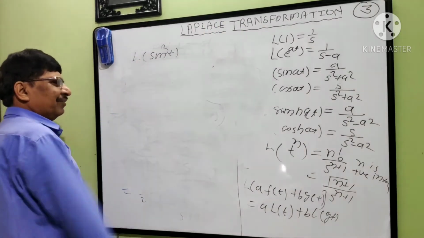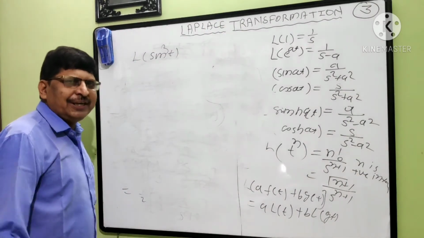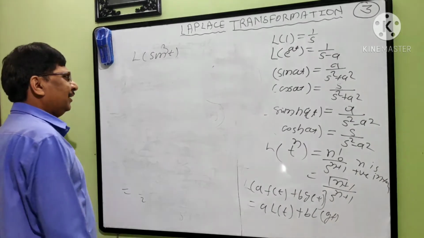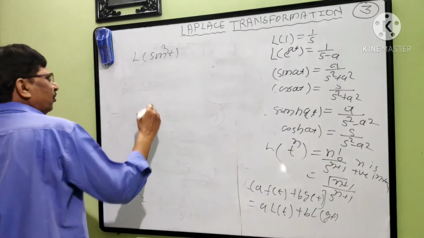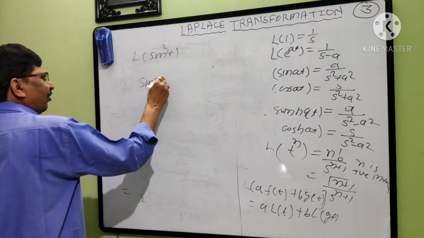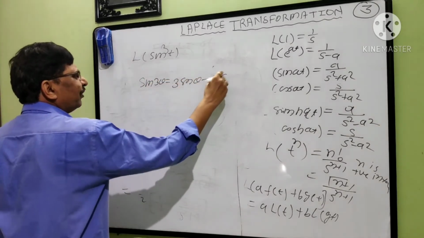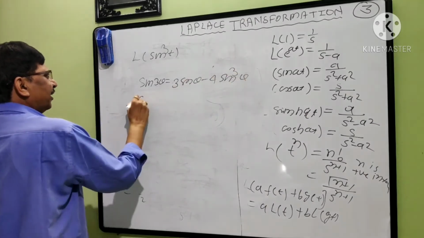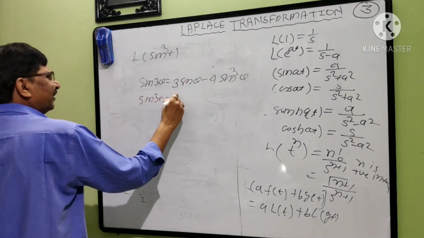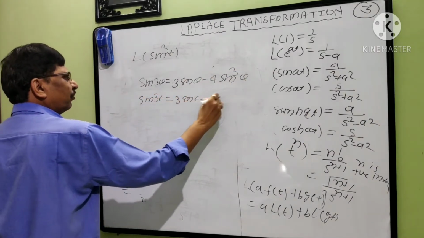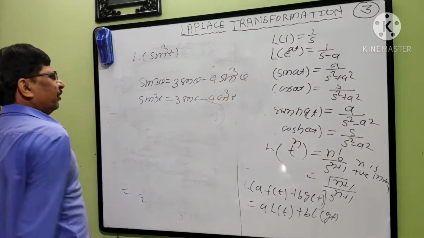That means you have to simplify sin cube, or convert it into a simple trigonometric function, and that's why you must know the formula for sin 3 theta. What is the formula for sin 3 theta? It is 3 sin theta minus 4 sin cube theta. That means sin 3t is 3 sin t minus 4 sin cube t. I am writing it here specially.